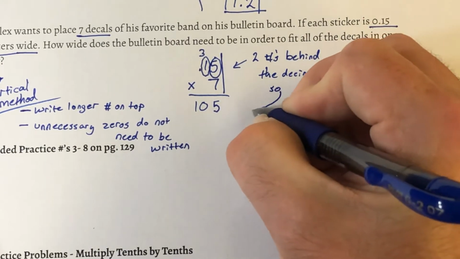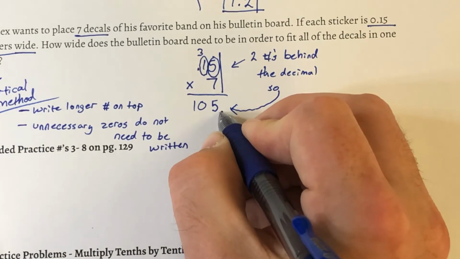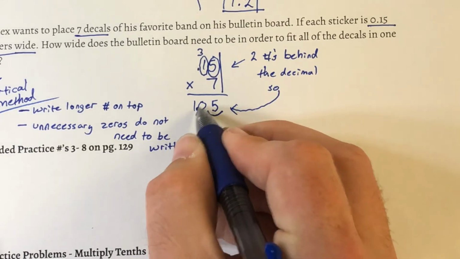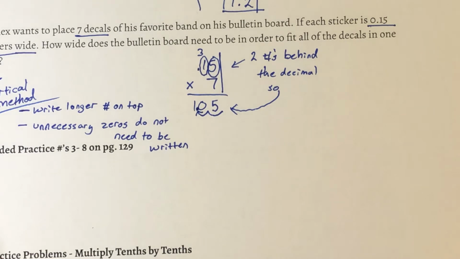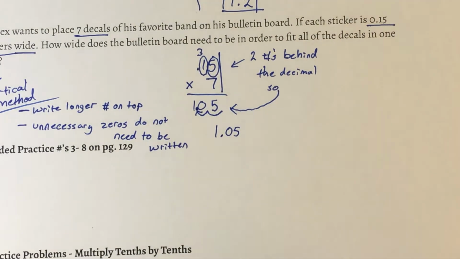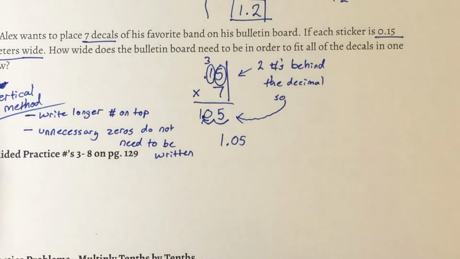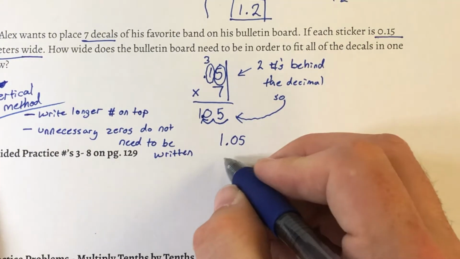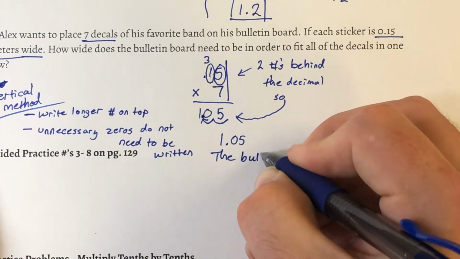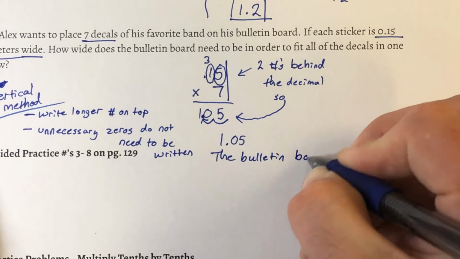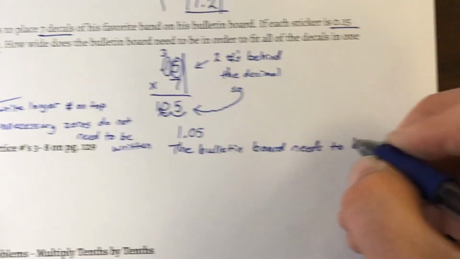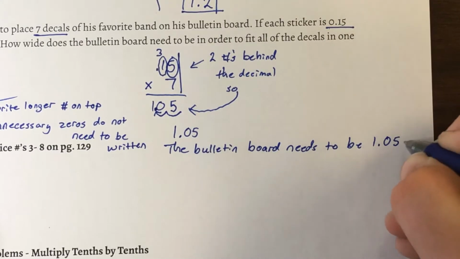So this is what you're going to do. You're going to start on the right and move your decimal so that there are 2 numbers behind the decimal. In this case, the 0 and the 5 are the two numbers that are going to be behind the decimal. So our answer is going to be 1.05. And it's a word problem, so we're going to, of course, put it in a sentence. So our answer is, how wide does the bulletin board need to be? The bulletin board needs to be 1.05 meters.